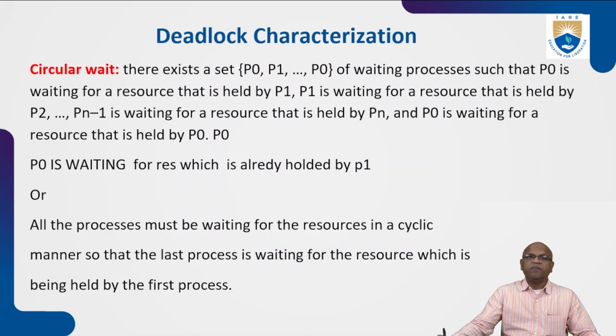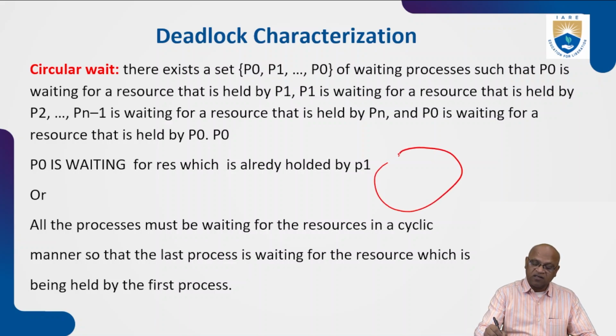Like so on. If P1 is waiting for a resource which is already held by P2, all the processes must be waiting for the resource in a cycle. So in a cyclic manner, the last process is waiting for the resource which is being held by the first process: the circular wait.